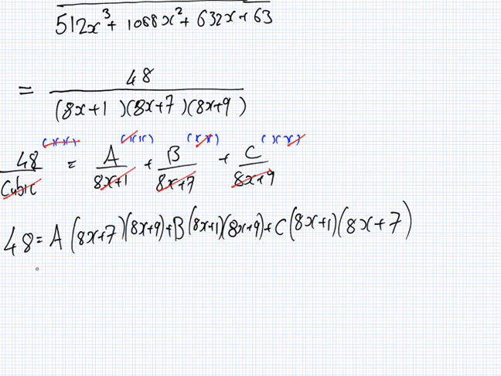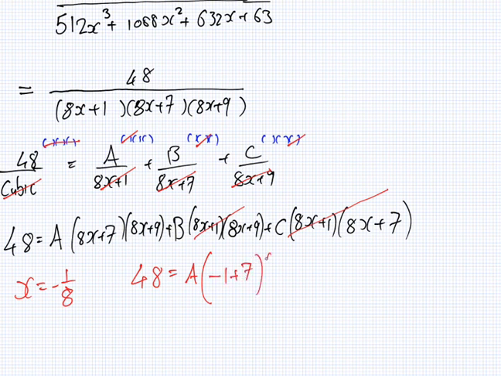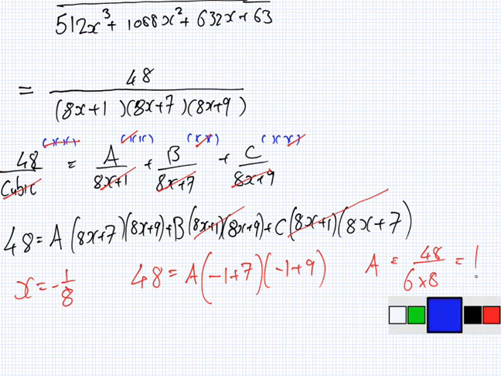Okay, I think the method I'll use here is by choosing x. So if I was to make x equal to minus 1 over 8, this piece would go, and we'd be left with this. So you'd get 48 equals a, and this would be minus 1 plus 7 times minus 1 plus 9. So then a would equal 48 over 6 multiply 8. Is that just 1? So I have a as 1.